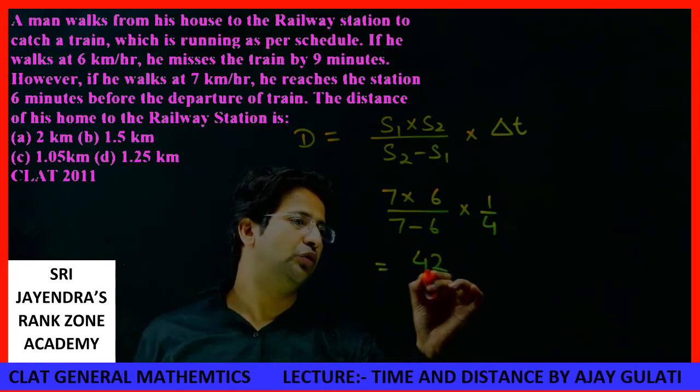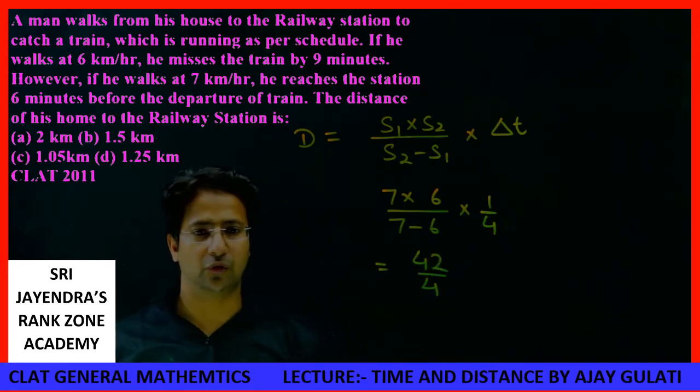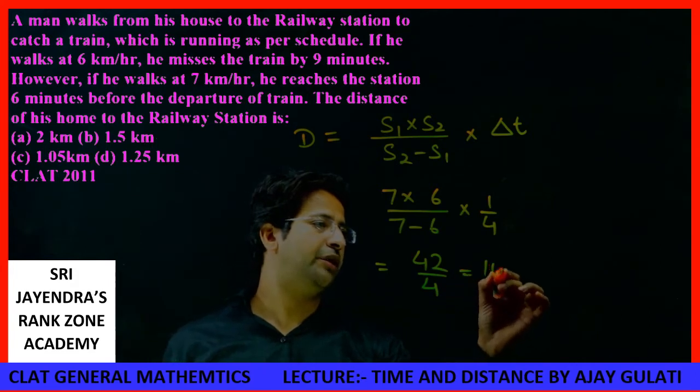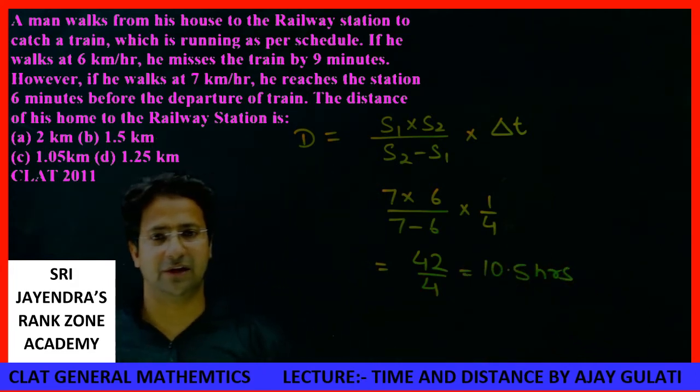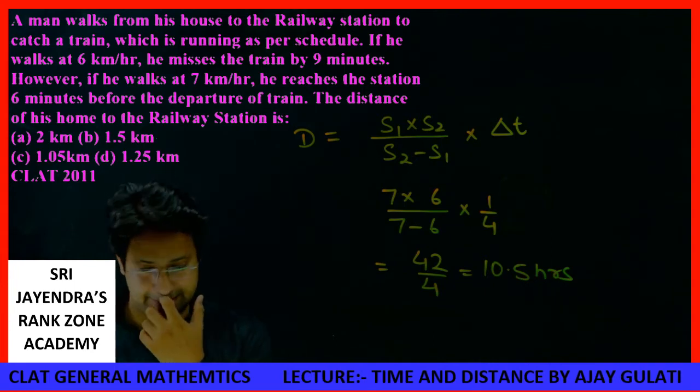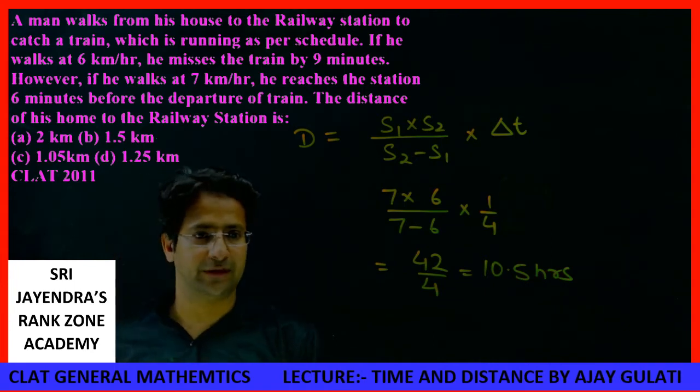This is 42 by 4. What is 42 by 4? 10.5 kilometers. I hope this is clear to everyone and it makes sense. I'm moving to the next question now.